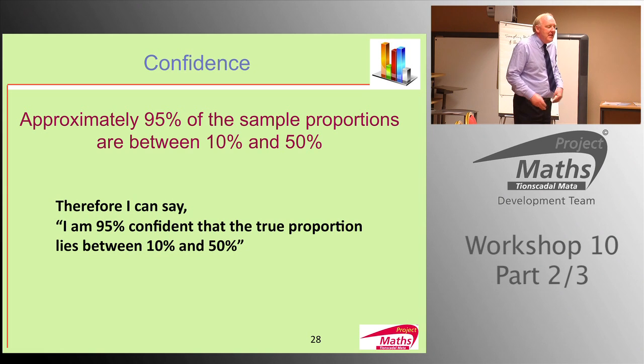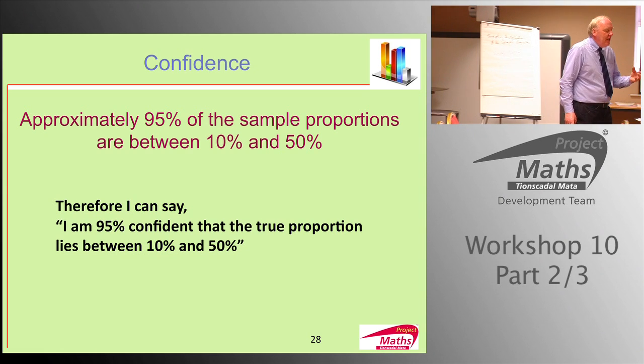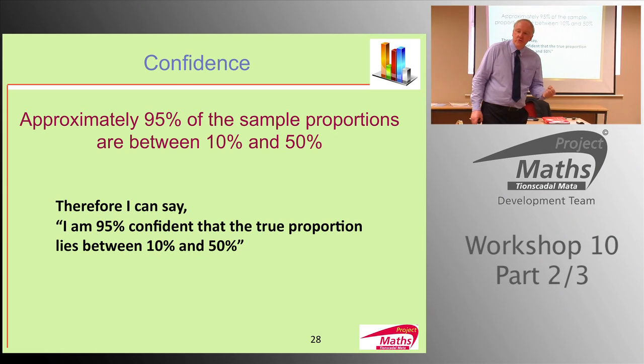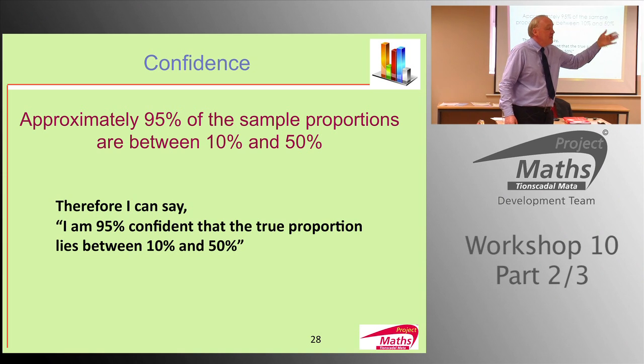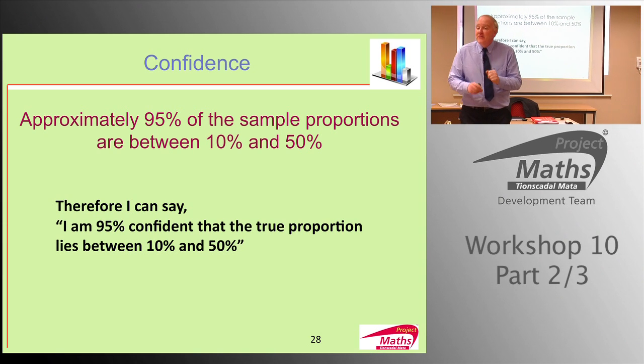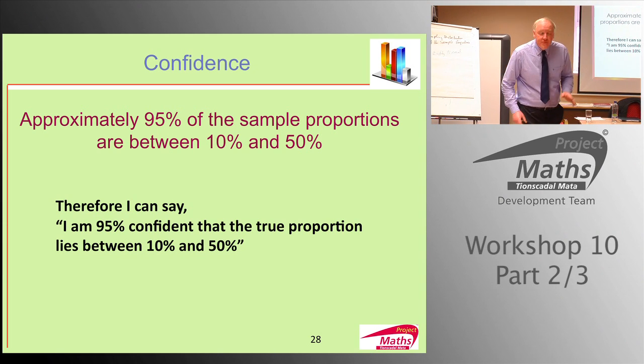Okay? And that's the confidence level I need to be at for my ordinary and higher level, 95%. That's the confidence level. When you go to third level, you have 90% and 99%, but we don't have to deal with those. Does that make sense now?